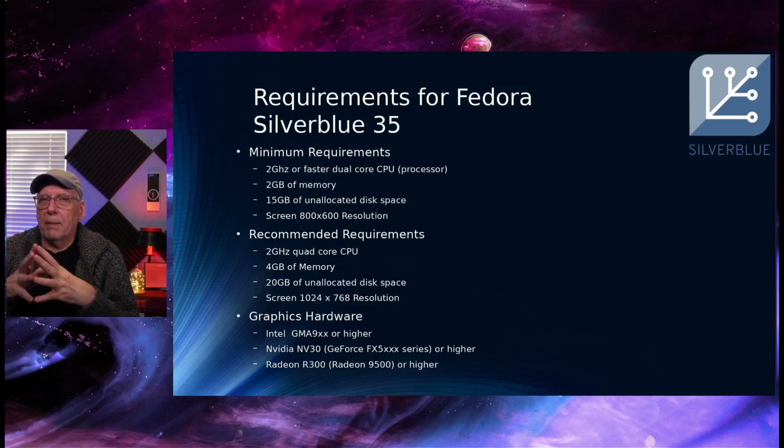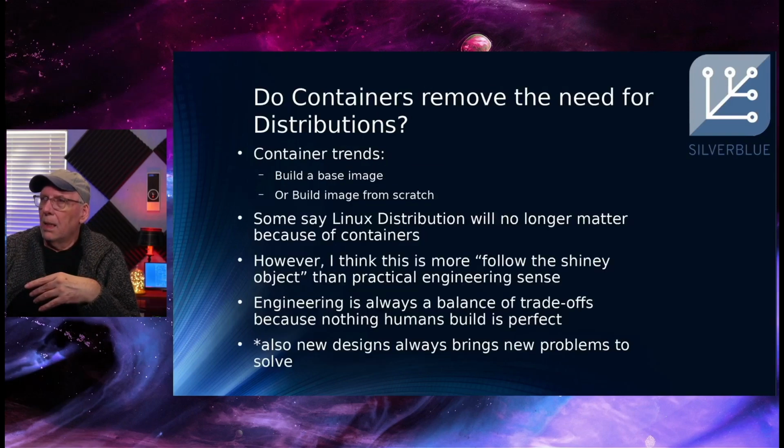The recommended requirements are a 2 gigahertz quad core CPU, 4 gig of memory, although as I said, I think that's probably optimistic. 20 gig of unallocated disk space and a screen size of 1024 by 768. Graphics hardware, same, Intel GMA 9XX or higher, also NVIDIA NV30 or higher, and Radeon R300 or higher. Those are fairly old graphics boards, so yeah, it shouldn't be an issue supporting anything going forward. An NV30, the last time I saw one of those was probably about 10 years ago.